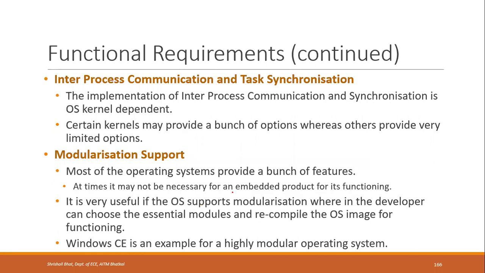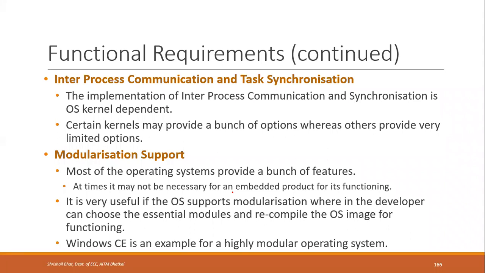Next requirement is inter-process communication and task synchronization, the topic we have just seen. The implementation of IPC, inter-process communication and task synchronization, is again dependent on the OS kernel. Certain kernels may provide a bunch of options, whereas others provide very limited options. You need to take care of what options are provided by the OS that you are considering for providing the communication and synchronization between different processes or tasks.